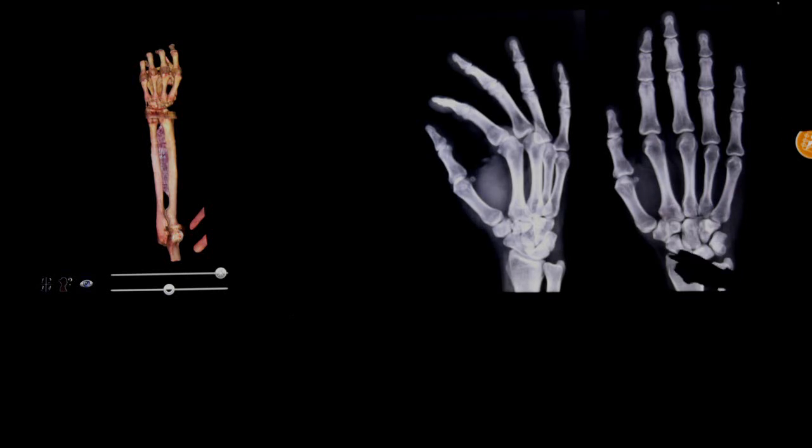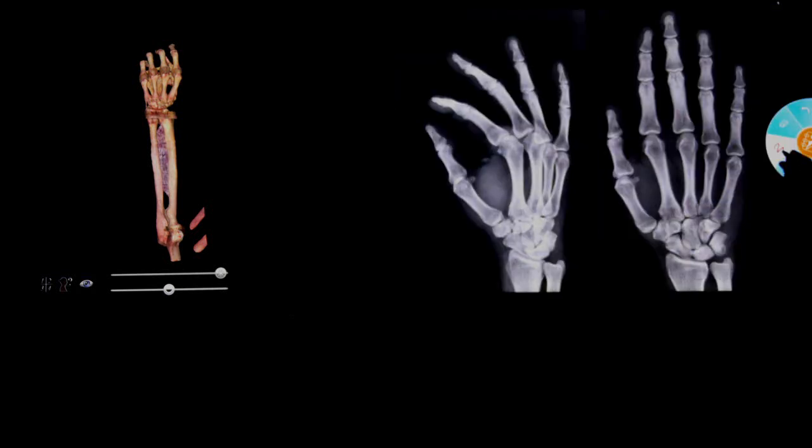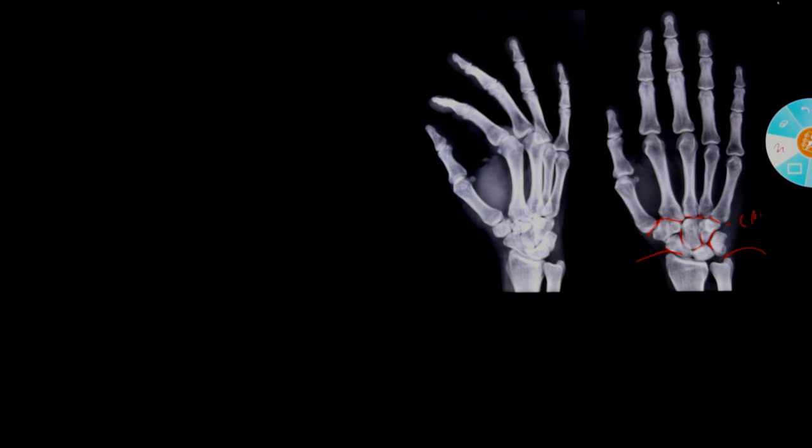Like over here, where the radius articulates with the carpals, that's going to be called a radiocarpal joint. And here would be the ulnocarpal joint, something like that. Then where the carpals articulate with each other here, that's intercarpal, right? And then where the carpals articulate distally with the metacarpals, that is carpometacarpal joints. There.